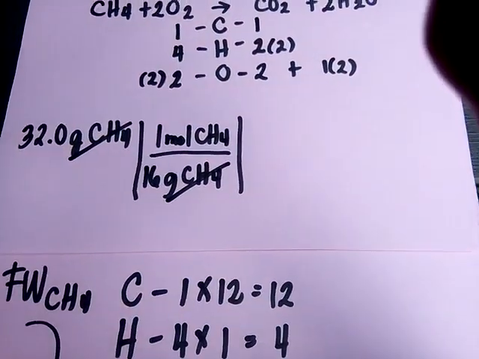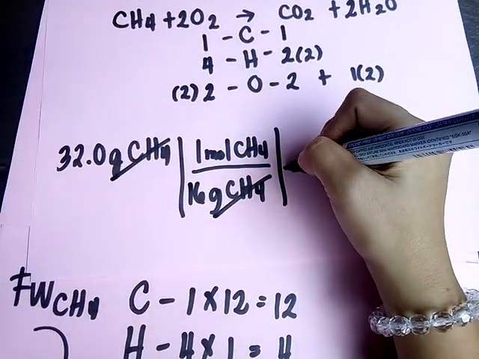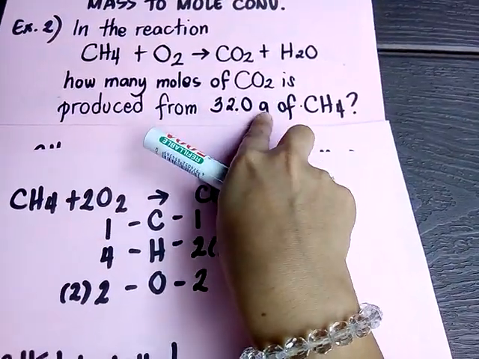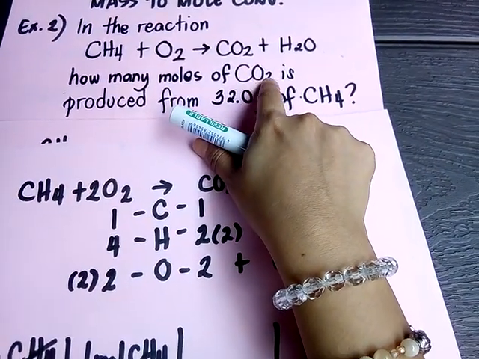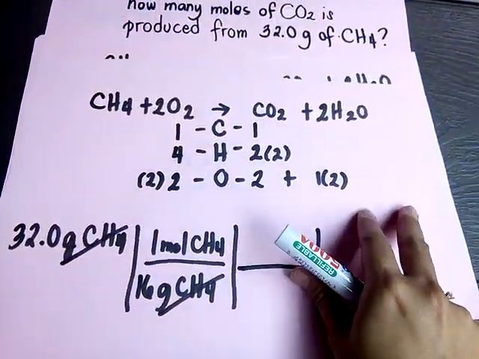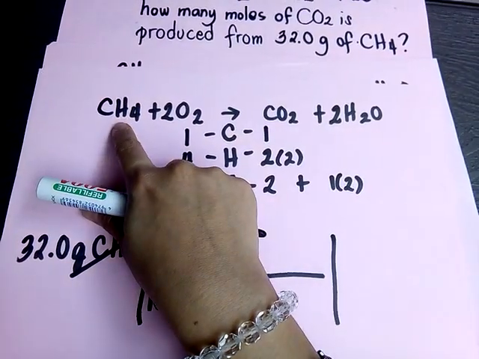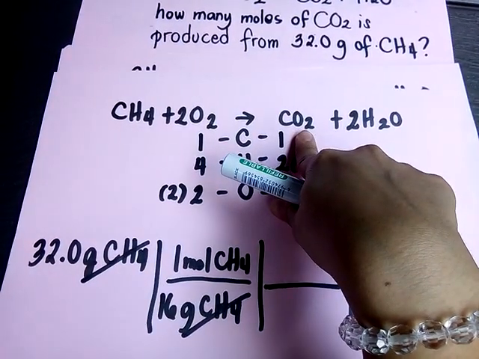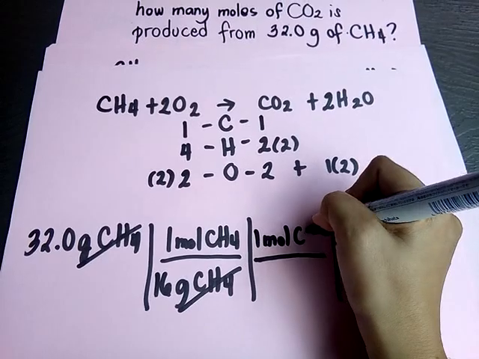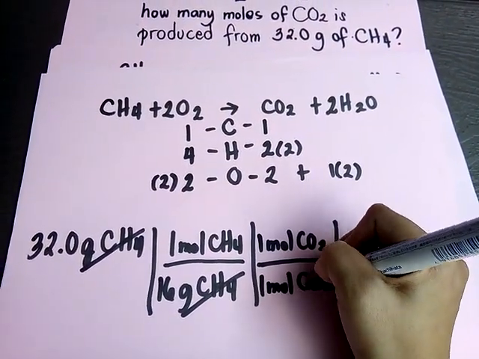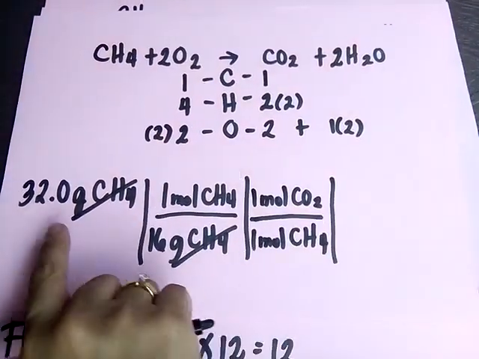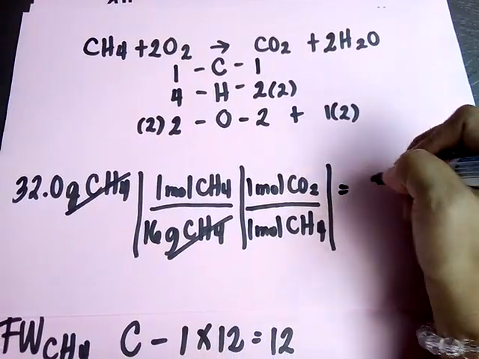Since our unit is already mole CH4, we can now use our mole ratio. So what is our mole ratio? Since our given is CH4 and our required is CO2, you have to get the mole ratio between CO2 and CH4. From our equation, we can see that 1 mole of CH4 will produce 1 mole of CO2. So that is our mole ratio. For every 1 mole of CO2 produced, 1 mole of CH4 is needed. So this is just like multiplying by 1. So you perform the operation. 32 divided by 16 is 2.